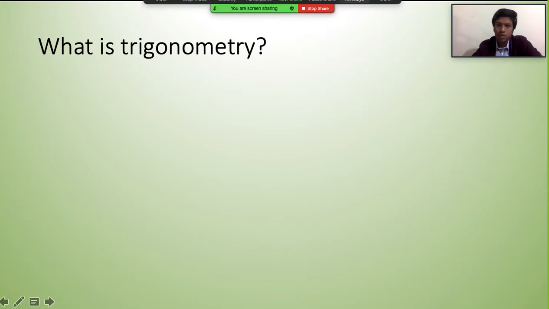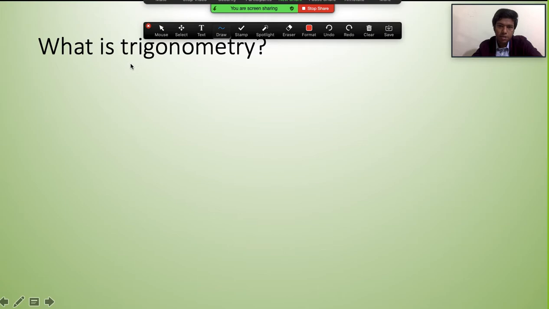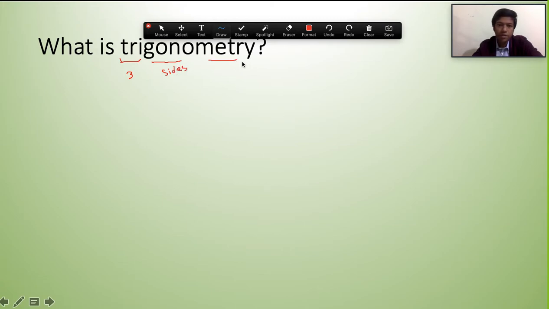trigonometry, there are some parts: tri means three, like mono, di, tri. Mono means one, di means two, tri means three, quad means four, like that. So tri means three, gono means sides, and metri means measurement. So three sides measurement.